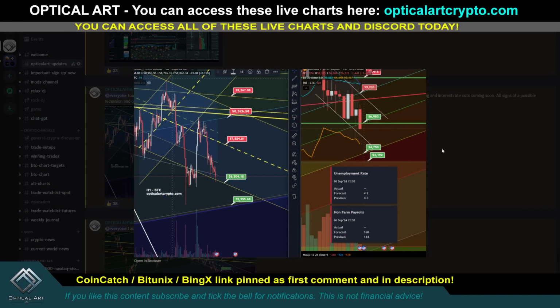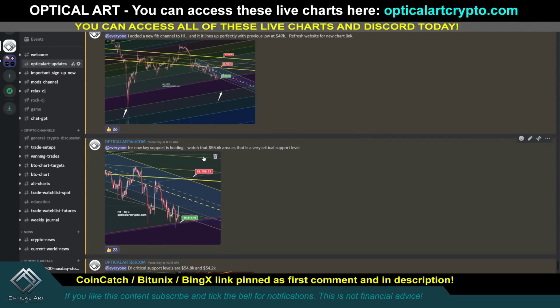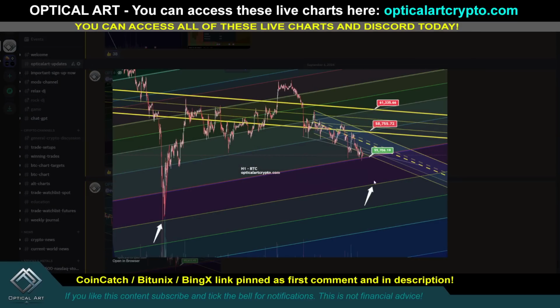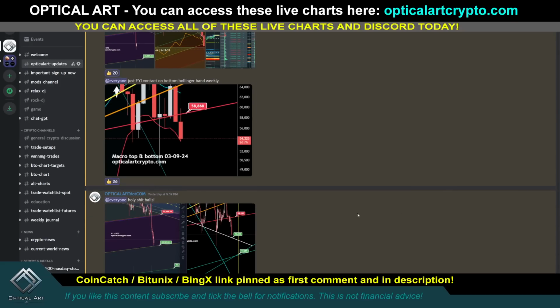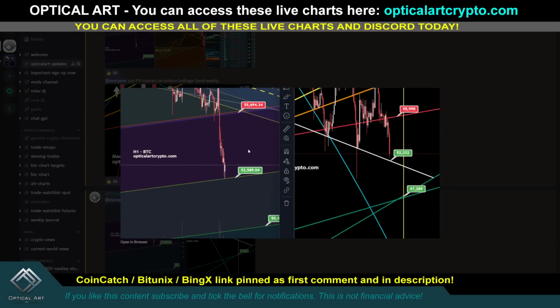We've got a balance from 55K. I added the fib channel, said this was the point to go long based on this point right here, seeing that it lined up perfectly, and that gave you your long entry, and we pushed up.